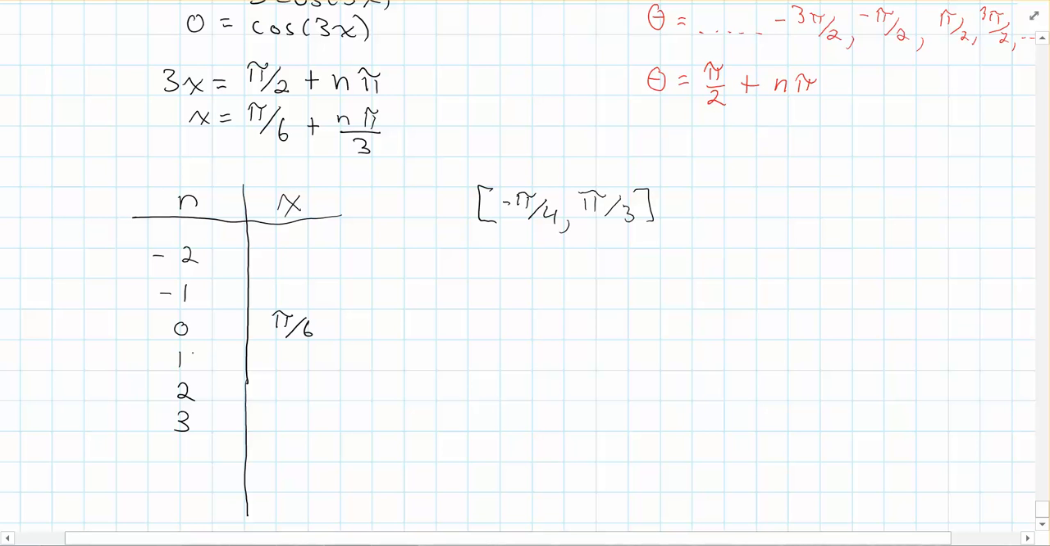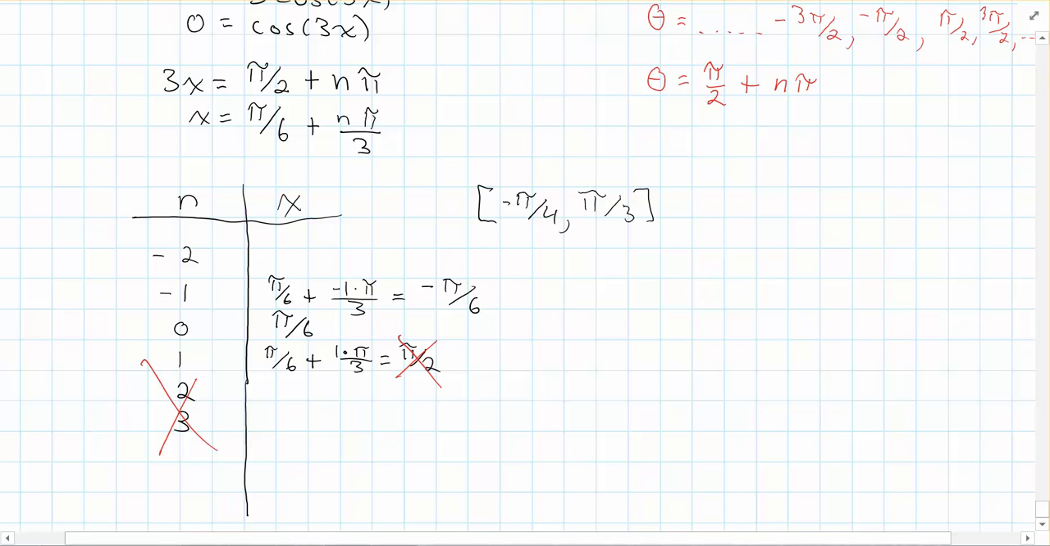Okay, then we go to n equals 1, and so this would be pi over 6 plus 1 times pi over 3, which gets us pi over 2. Now, that is not in this interval. That's bigger than pi over 3. So this would not be considered as a critical number, which means I also don't need to do 2 or 3. Then if we go the other way and do negative 1, you'd have pi over 6 plus negative 1 times pi over 3, which gets you negative pi over 6, which is still in the interval.